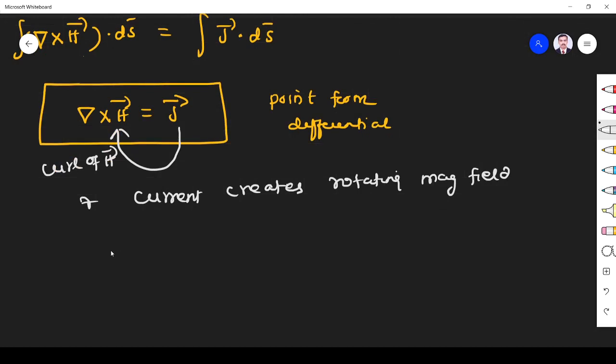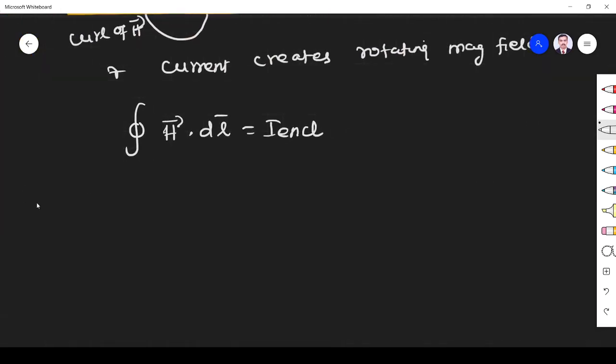What is the integral form of Ampere's circuital law? Closed integral of H dot dl is equal to I enclosed. This is the integral form of Ampere's circuital law, and del cross H is equal to what? J. Both are the same only. This is current, and this is current density.